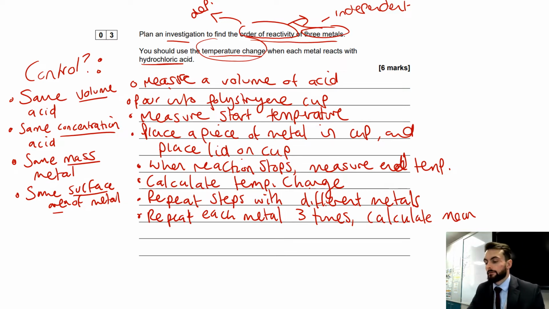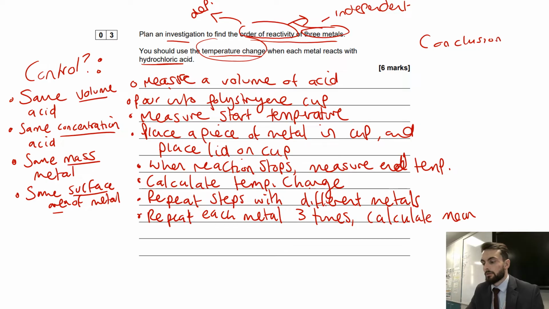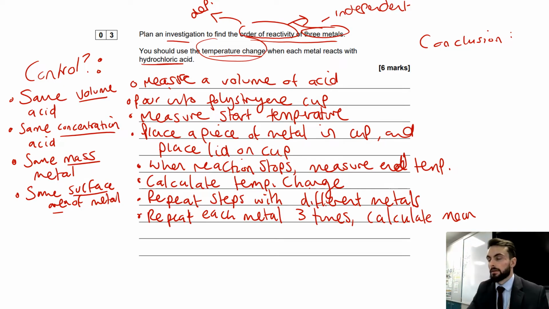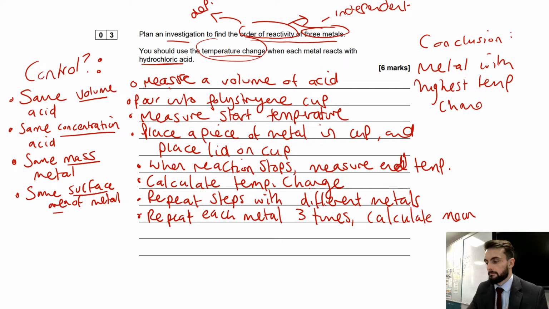And then the final mark is a conclusion. What conclusion can you make from this experiment? Well, how do you know which one is going to be the most reactive down to the least? It's going to be whichever metal has the biggest increase in temperature is going to be the most reactive. So, metal with the highest temperature change is the most reactive.